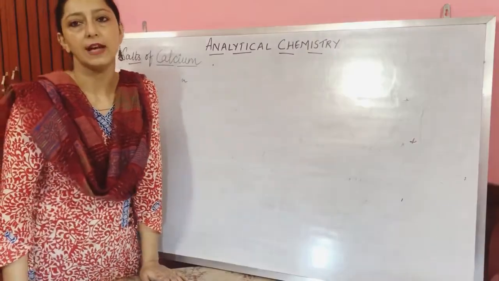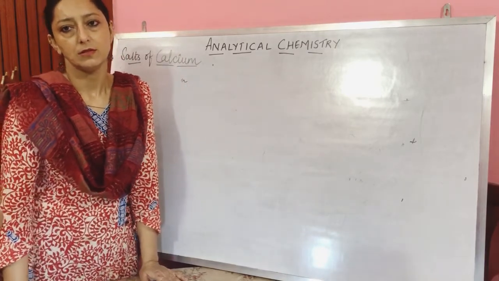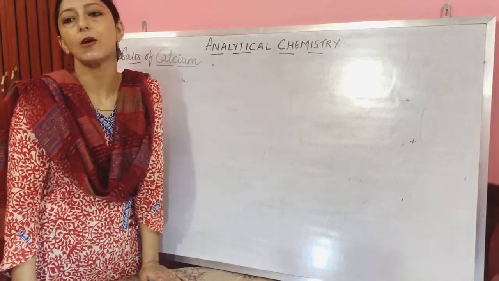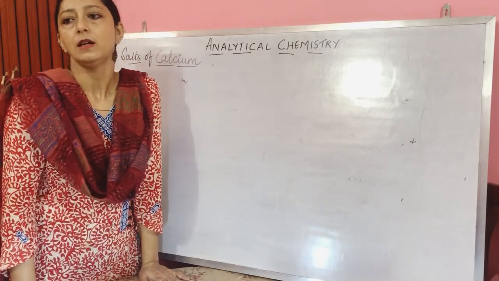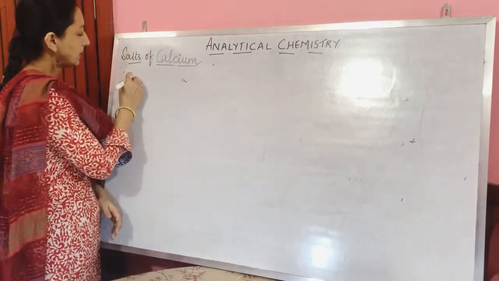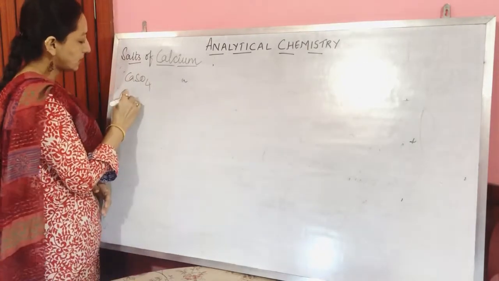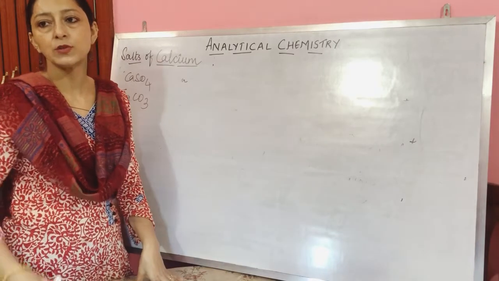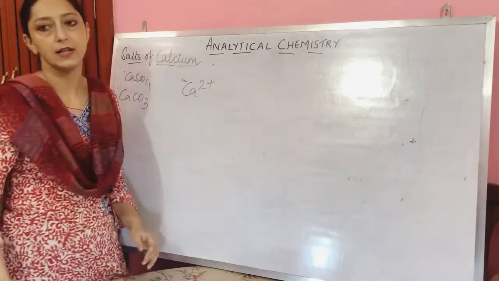Now, salts of calcium. How do we prepare a solution from salts? Generally calcium salts are white in color and soluble in water, forming colorless solutions. But calcium sulfate, CaSO4, and calcium carbonate, CaCO3, are insoluble in water. So the aqueous solution will contain calcium ions.